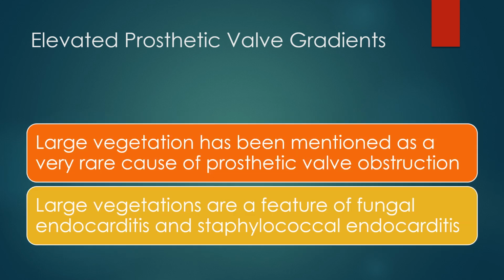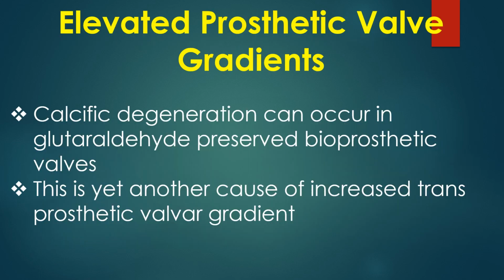Large vegetation has been mentioned as a very rare cause of prosthetic valve obstruction. Large vegetations are a feature of fungal endocarditis and staphylococcal endocarditis. Calcific degeneration can occur in glutaraldehyde preserved bioprosthetic valves. This is yet another cause of increased transprosthetic valvular gradient.